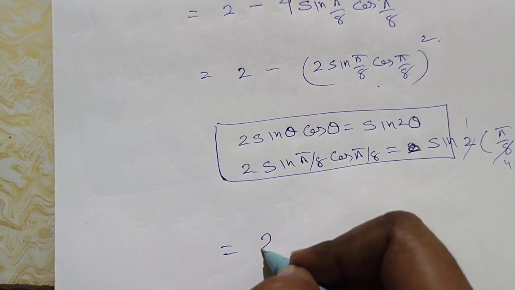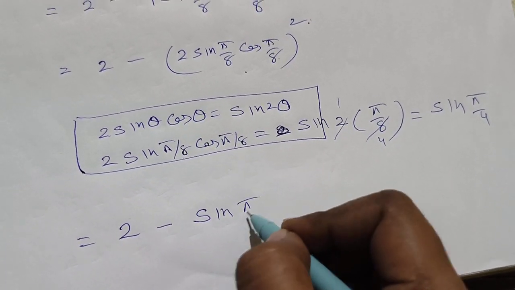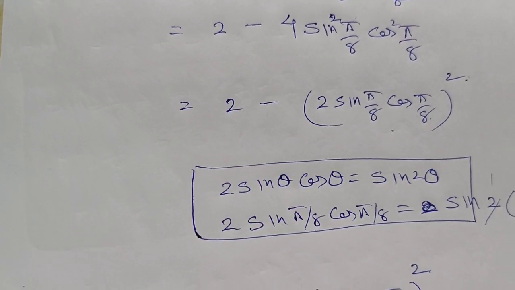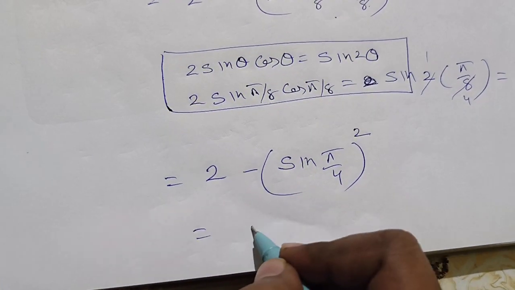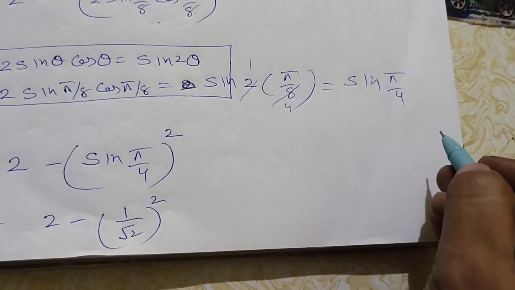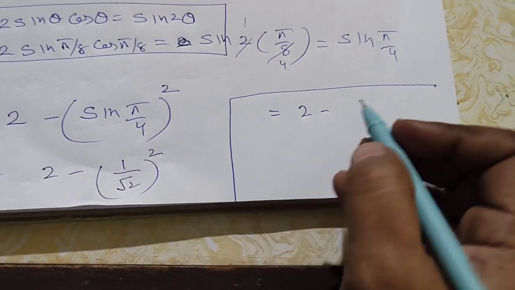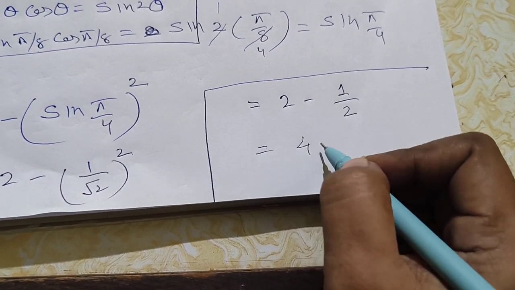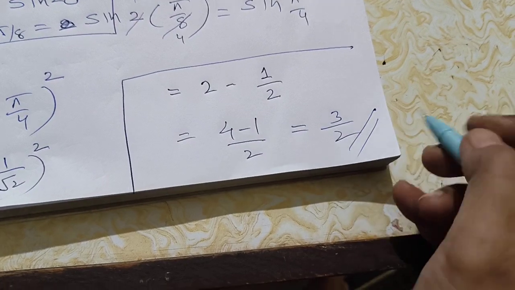So here we are writing 2 minus sine pi by 4 whole square. Sine pi by 4 means it is 1 by square root of 2. This value is 2 minus 1 by square root of 2 whole square. So here I am writing this is equal to 2 minus, square and square root get cancelled, we get 1 by 2. When we take the LCM, it is 2 2s are 4 minus 1 by 2, which is equal to 3 by 2. This is our required answer.